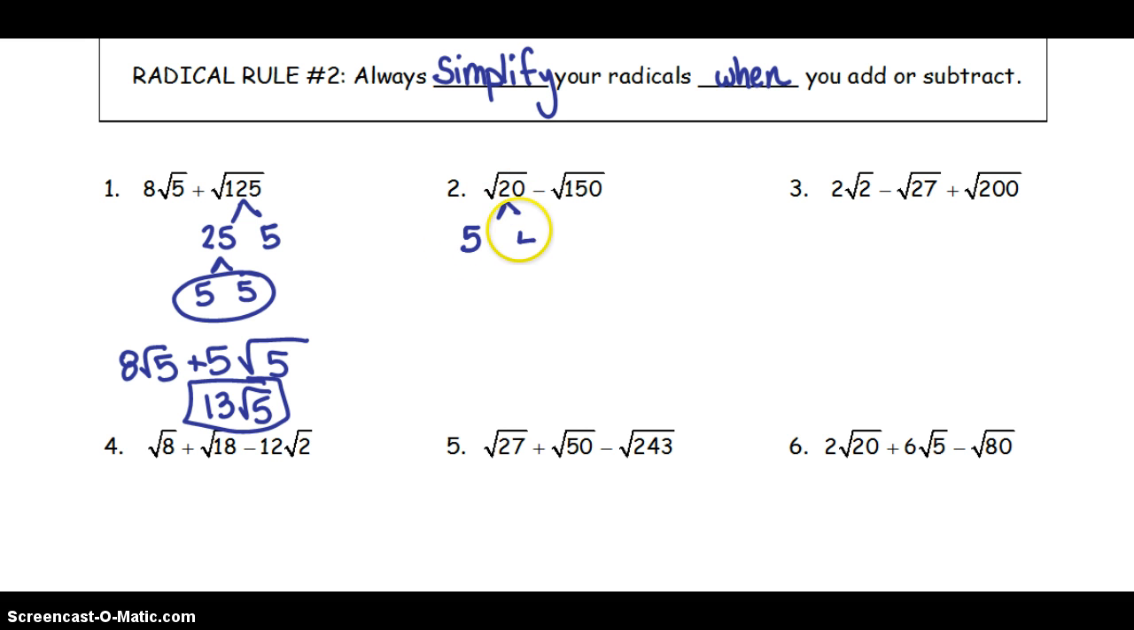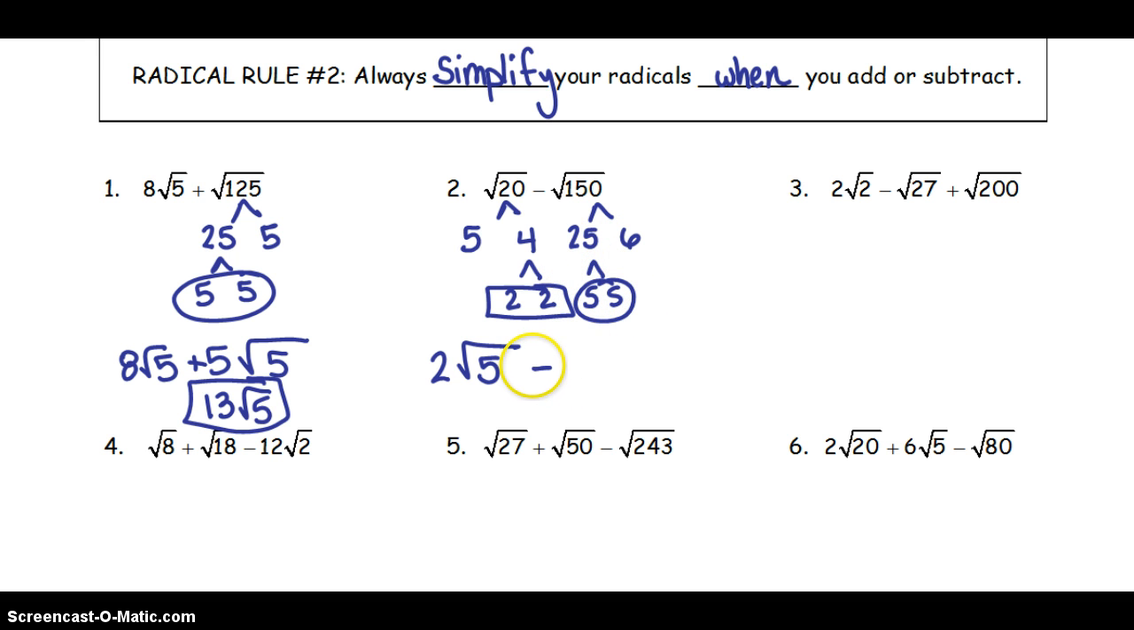This one, you have 2 radicals that you can simplify. Root 20 multiplies, let's see, 5 and 4, 2 and 2. We have a pair of 2s, so that goes on the outside. 5 goes on the inside. Root 150, we could do 25 times 6. We have 5 and 5, so we have a pair of 5s and a 6. So it's minus 5 root 6. These, even though we broke it down, can't be combined, so that's our answer.